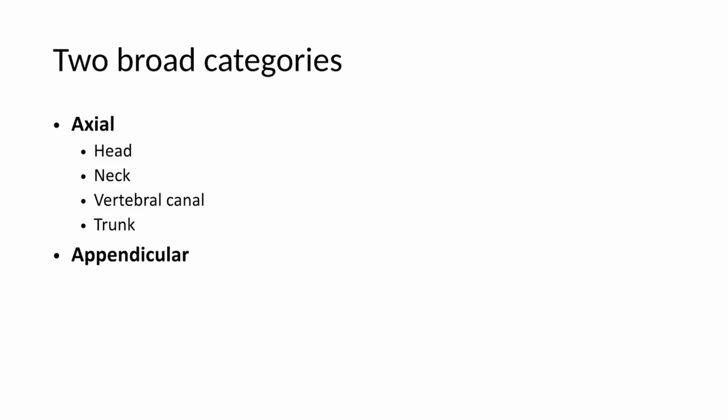So again, when we're thinking about the body, we can cut it up into two broad categories. We have the axial and then we have the appendicular. The axial will include the head, the neck, vertebral canal, and the trunk. And then everything else, which we also refer to as appendages, so your hands and your legs, would be under the appendicular section or category of the body.